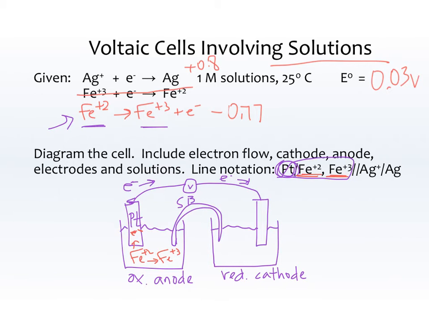In the other half cell, we have Ag+ turning into Ag, which means Ag+ is my solution. This is a chunk of silver metal, and the Ag+ will be turning into Ag. And that kind of looks like how your half reactions looked earlier. Ag+ turns into Ag, and Fe+2 turns into Fe+3. So we've got electron flow, cathode, anode, electrodes, and solution, and that is what a voltaic cell is with a solution: you have an inert platinum metal, and all of your ions are just in the solution.